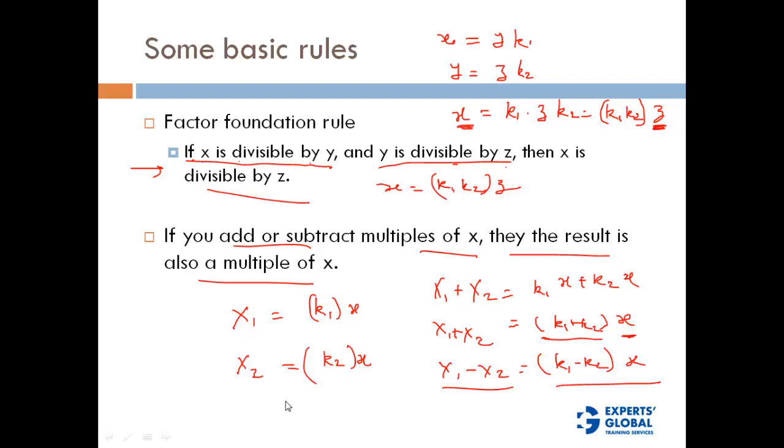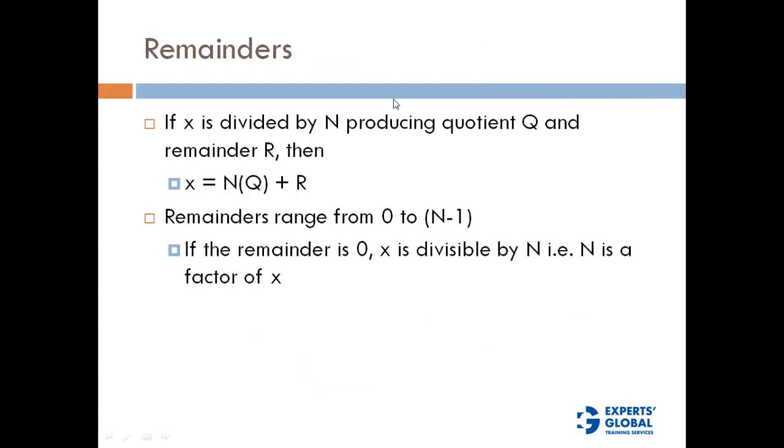Remainders. If x is divided by n producing quotient q and remainder r, then x can be written as n into q plus r. Let's look at this. 15 divided by 6, let's say. So what do we get? We get 2 as quotient and we get remainder as 3.